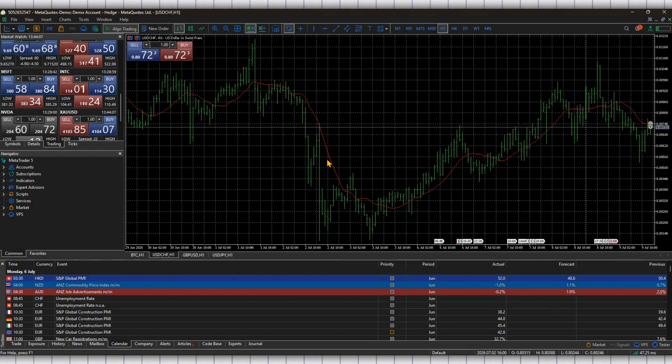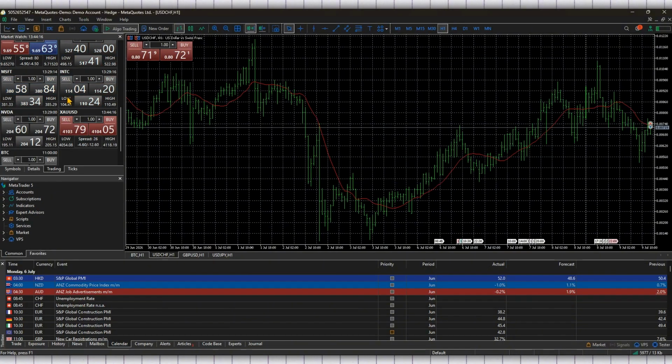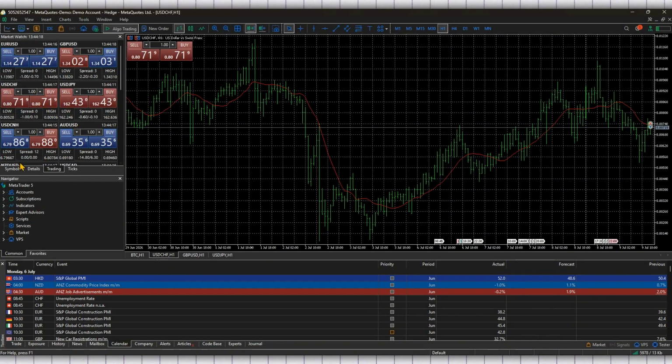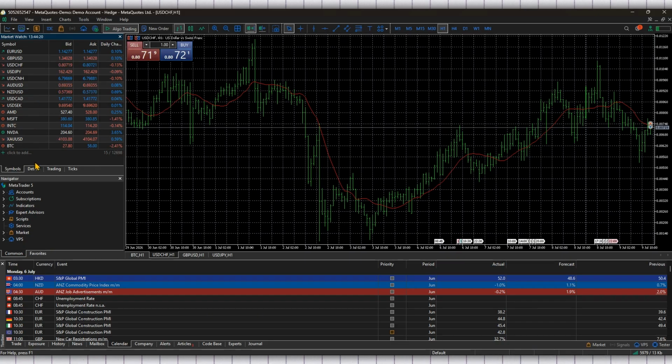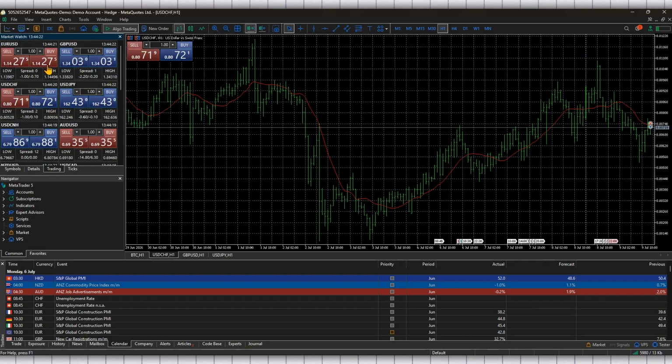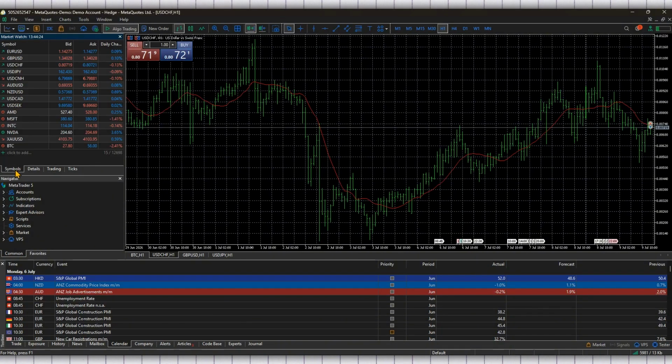The first thing you need to do is locate the Market Watch panel. You'll find this on the left side of your MetaTrader 5 interface. The Market Watch panel is a vital tool that displays all the symbols you can trade, along with real-time bid and ask prices. It's a kind of central dashboard for everything market-related in MetaTrader 5.